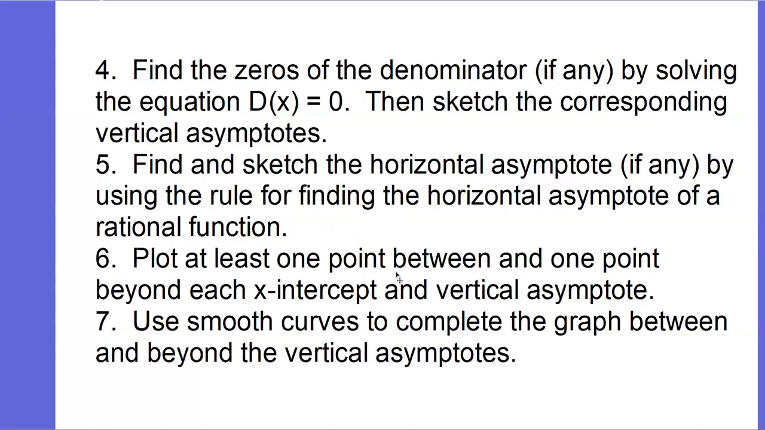Step 6, plot at least 1 point between and 1 point beyond each x-intercept and vertical asymptote. So basically, you just want to kind of figure out where your curve is, pick some x values, run them through the function, see where the y values land, and then plot those points. Number 7, just connect everything. Use smooth curves to complete the graph between and beyond the vertical asymptotes.